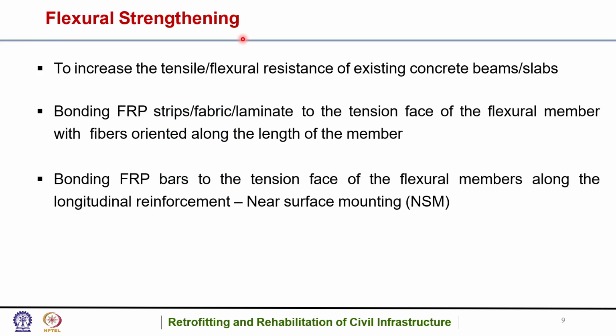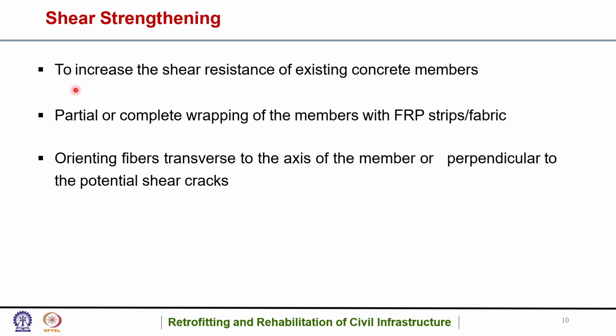In case of flexural strengthening, it can be used to increase the tensile or flexural resistance of existing concrete beams or slabs, bonding FRP strips or fabric or laminate to the tension face of the flexural member with fibers oriented along the length of the member, bonding FRP bars to the tension face of the flexural members along the longitudinal reinforcement, near surface mounting. That is basically NSM, bonding of FRP bars to the tension face of the flexural members along the longitudinal reinforcement. So that is how it can be used as flexural strengthening.